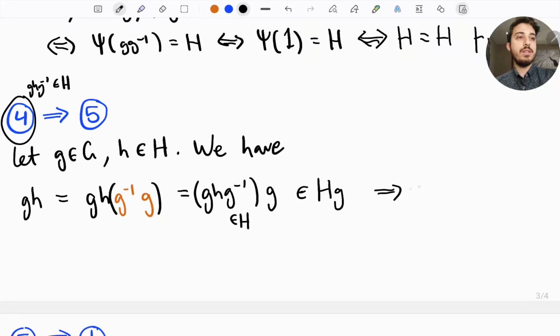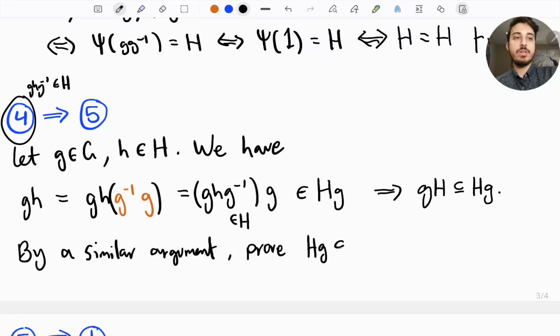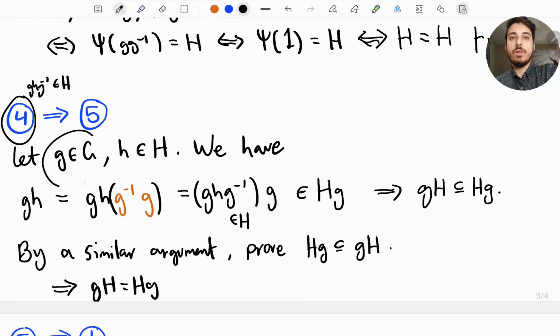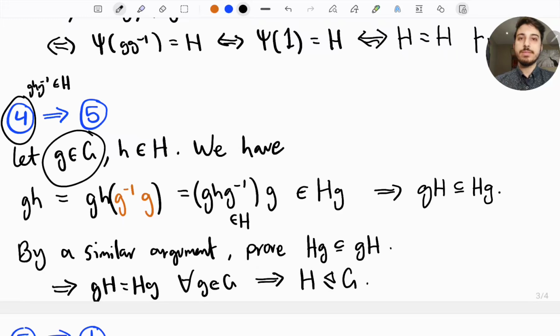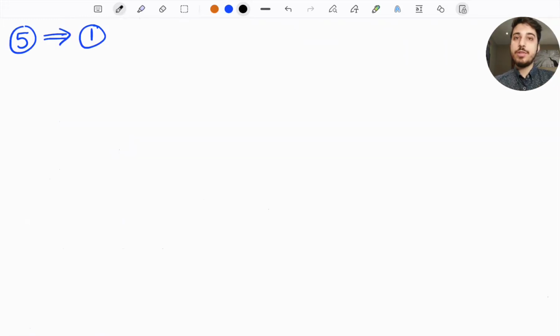So this means that the left coset is contained in the right coset. So by a similar argument, the right coset is contained in the left coset GH. And so this means that left and right cosets are equal for all G in G. It's important that our element G is arbitrary for all G in G, thus proving that H is a normal subgroup of G. The last step in the proof of the theorem is to assume that H is a normal subgroup and to prove all the way back the first statement in the theorem, which is GH times KH is exactly equal to GKH. I want to be able to prove that.